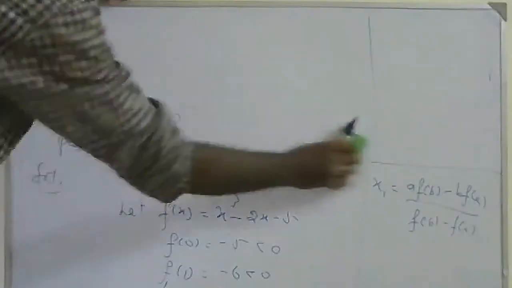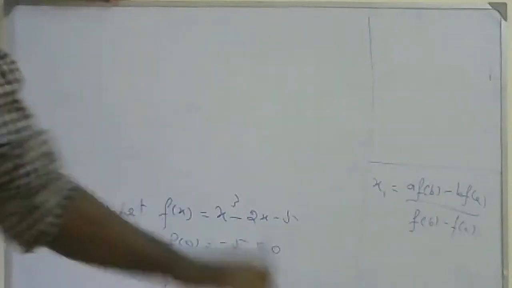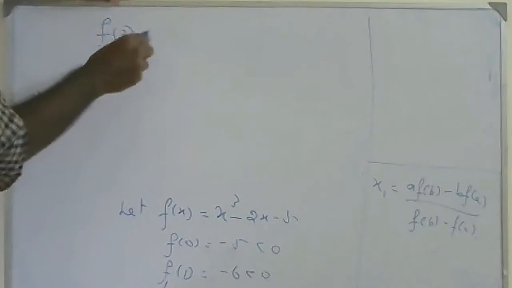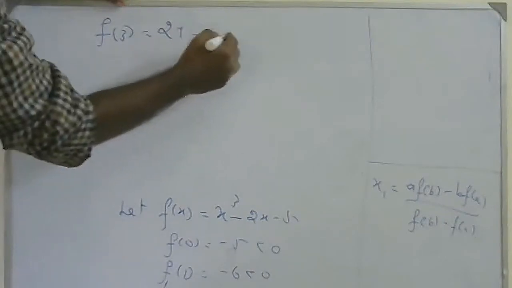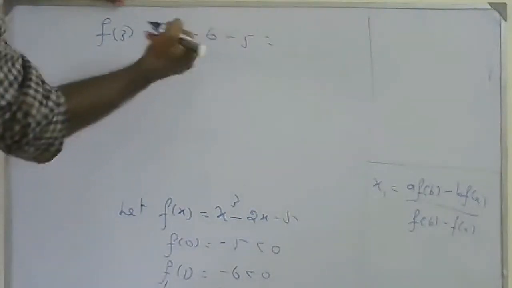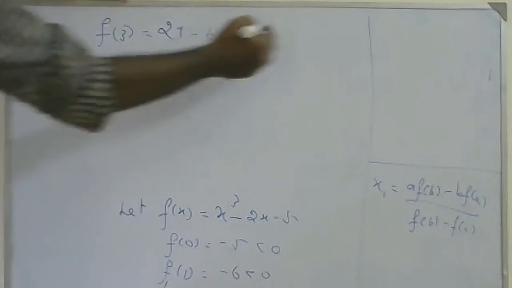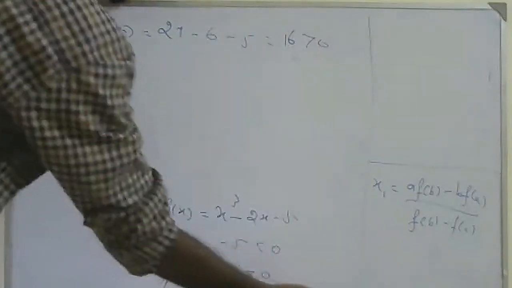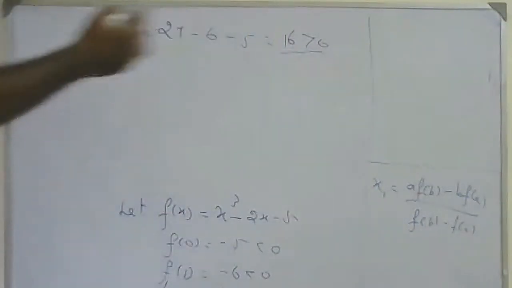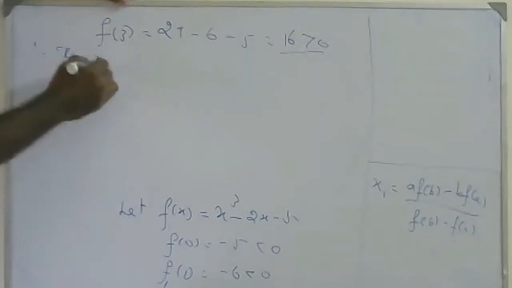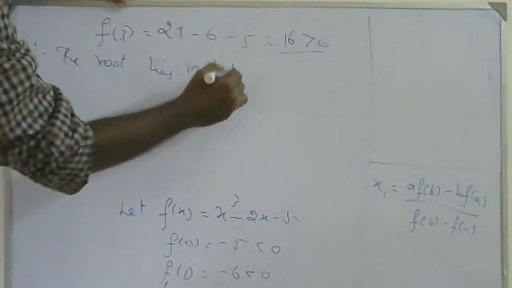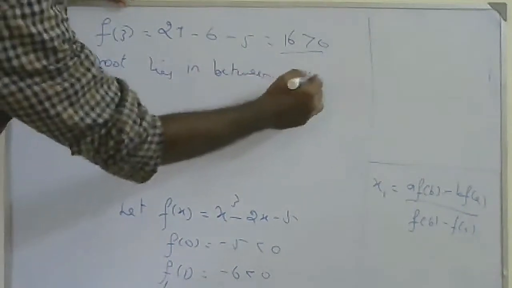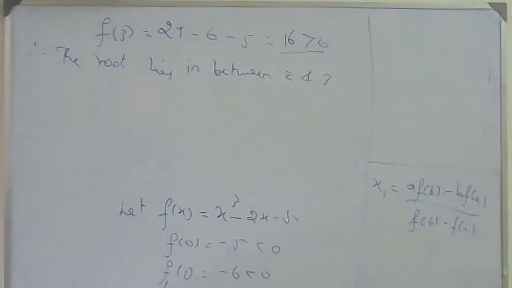I think f of 3 will give us a value. So f of 3 is 27 minus 6 minus 5, which is 16, greater than 0. So the sign changes from negative to positive. Therefore, the root lies between 2 and 3. Right? Initial.